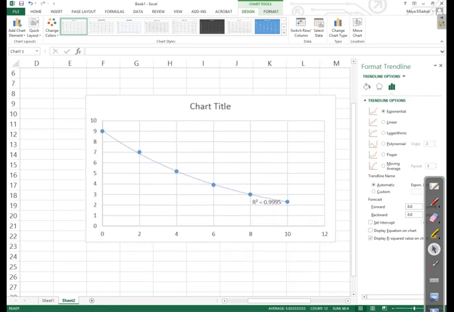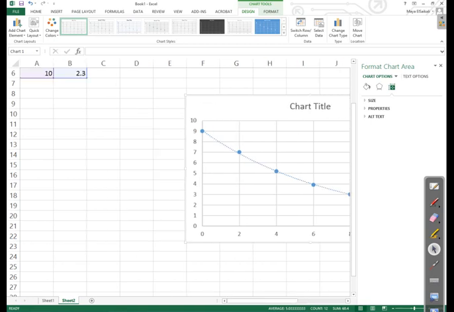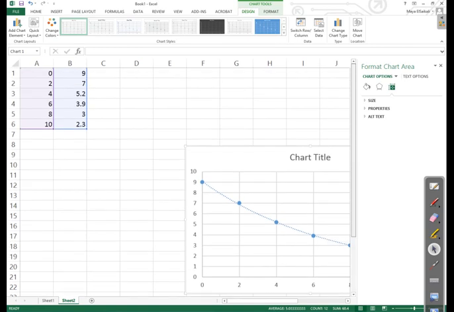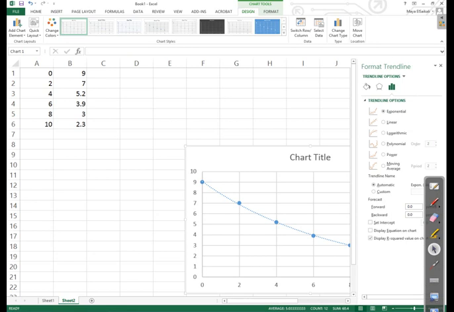Did I have all my points correctly? 0, 2, 4, 6, 8, 10. Let me go back here. 9, 7, 5.2, 3.9, 3, and 2.3. Yep. So if I look at my graph, it looks like this is the better fit. Sorry, not the exponential, the quadratic. But doing my table of values, it tells me that my exponential is a better fit.